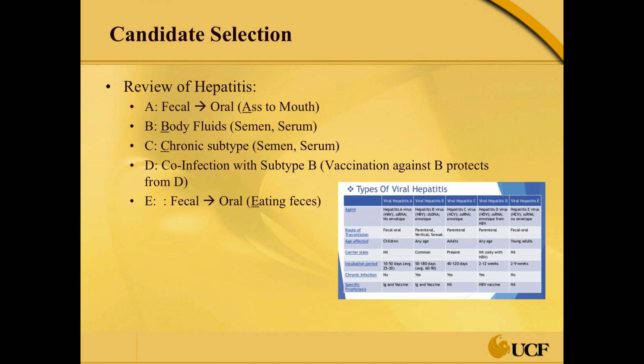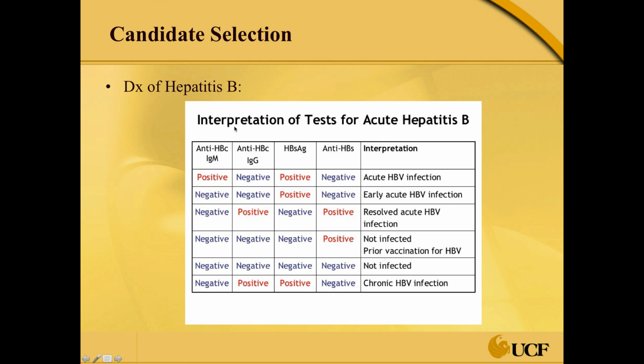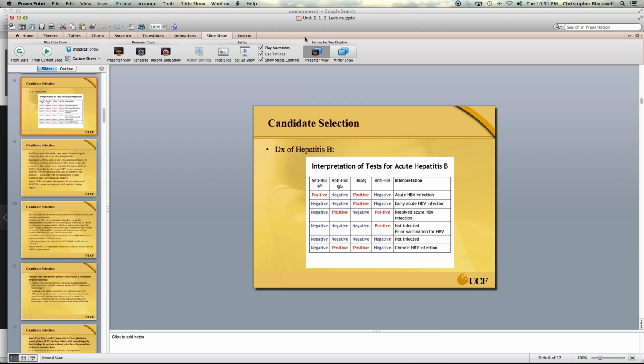Okay, so types A and E are fecal-oral, meaning that they come from either contaminated food products, oral sexual activities, or, oftentimes what you see in third world countries, a contaminated water supply, where hepatitis A is actually spread through contaminated water. And the way to remember this is ass to mouth. Okay, I know that's kind of dirty, but it is what it is: ass to mouth.